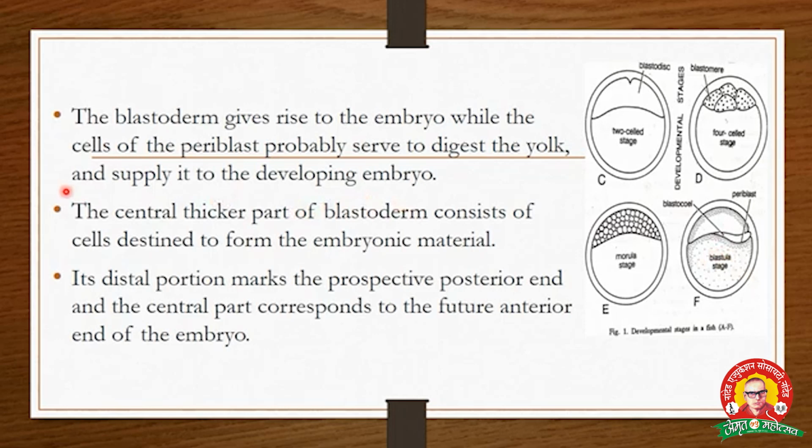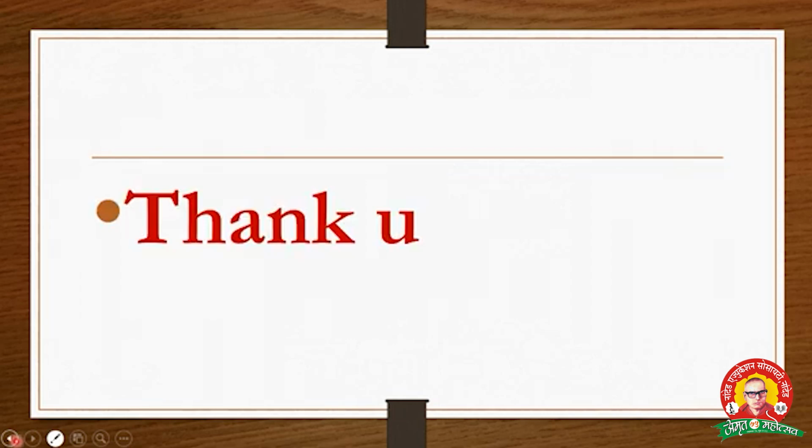The central thicker part of the blastoderm consists of cells destined to form the embryonic material. Its distal portion marks the prospective posterior end, here, and the central part corresponds to the anterior end of the embryo, the anterior and posterior sides of the embryo. Division of cells and increase in cells, all these processes go on in the blastula.